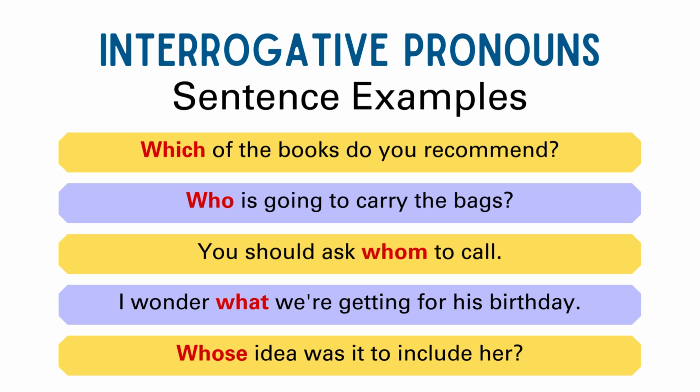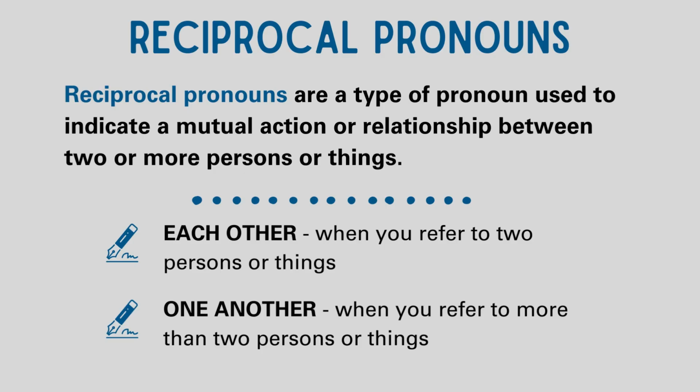Now, ready for the last type of pronoun for this video? Good, I'm ready too. Let's talk about reciprocal pronouns. They're used to indicate a mutual action or relationship between 2 or more persons or things. So that means you do something to or for the other person, and the other person does the same to you. There are only 2 reciprocal pronouns in the English language, so it won't be difficult for you to remember them: each other and one another.